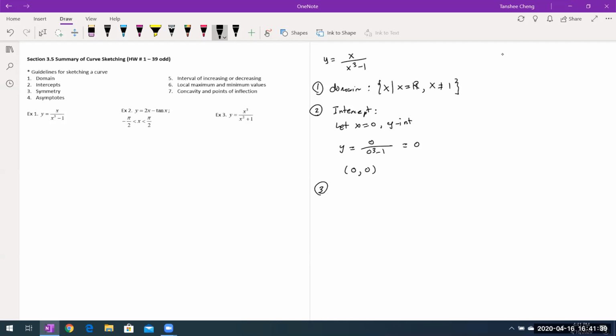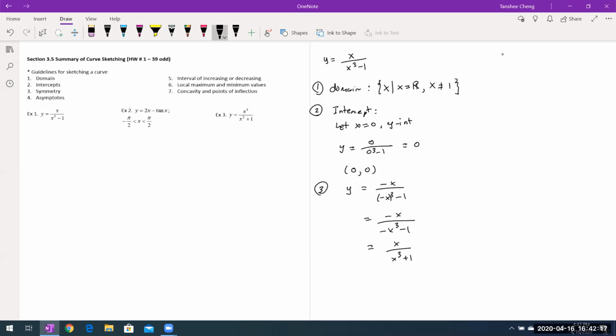And the third part is asking for the axis of symmetry. For the axis of symmetry, you substitute negative x and see what you get. When I substitute negative x into this particular function, I get negative x over negative x to the third minus 1, which becomes x over x to the third plus 1 after I factor out negative 1 and reduce it. That tells me it is not the original equation.